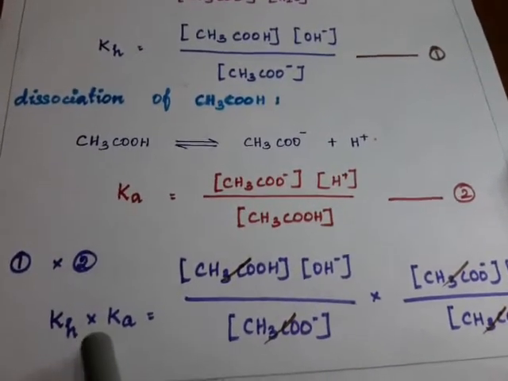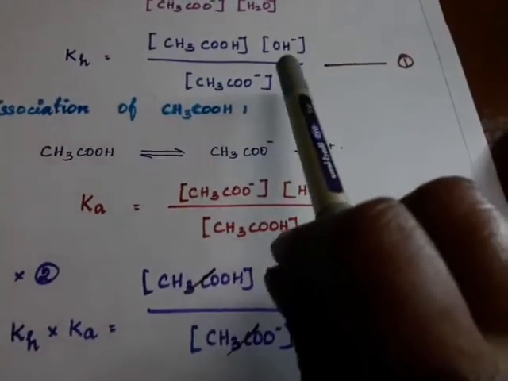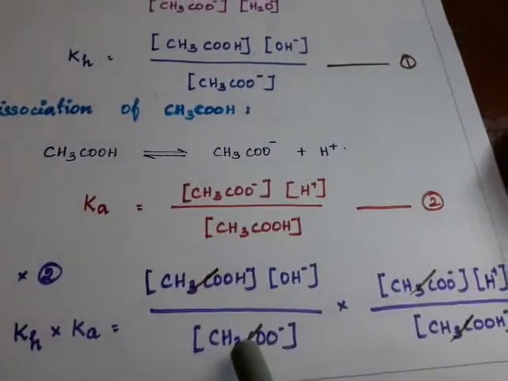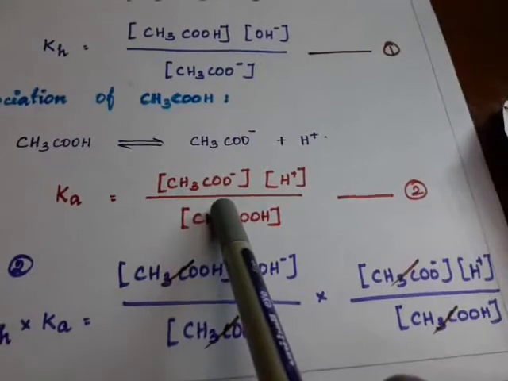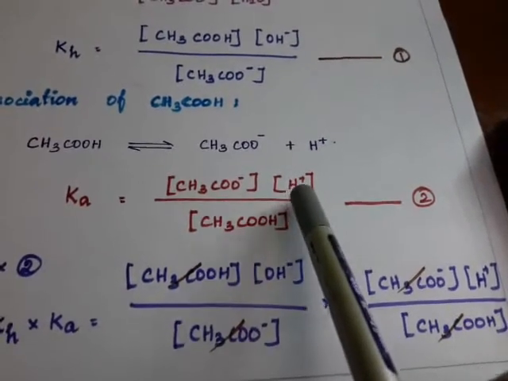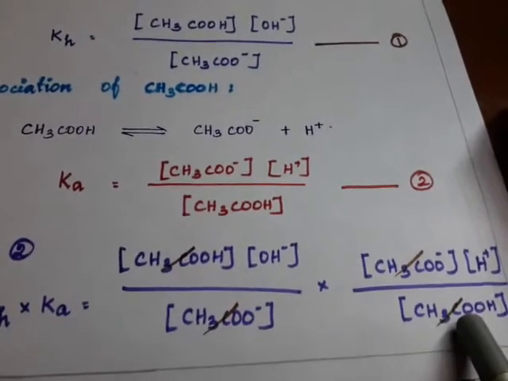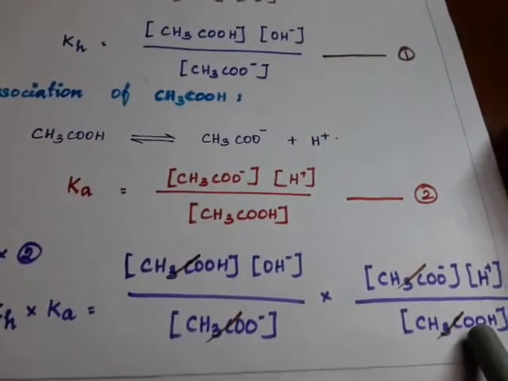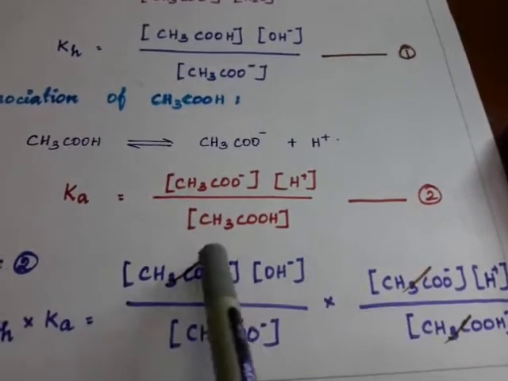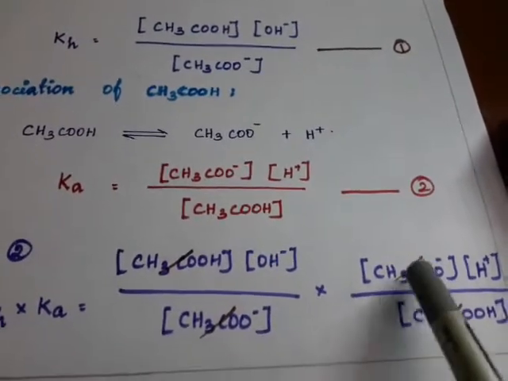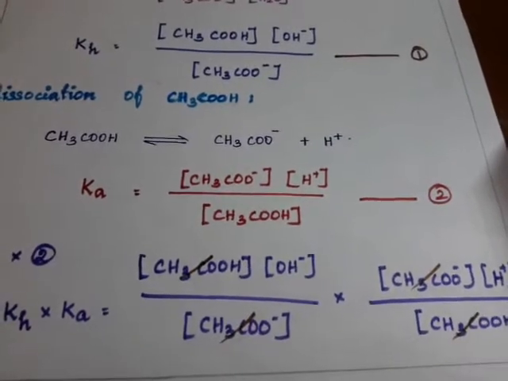So Kh into Ka is equal to CH3COOH and OH minus ion divided by acetate ion, into CH3COO minus and H plus divided by CH3COOH. Here in the denominator we have CH3COOH and in the numerator we have CH3COOH. Both will be cancelled. Like that, acetate ion also will be cancelled. So what will be remaining? OH minus ion and H plus ion.